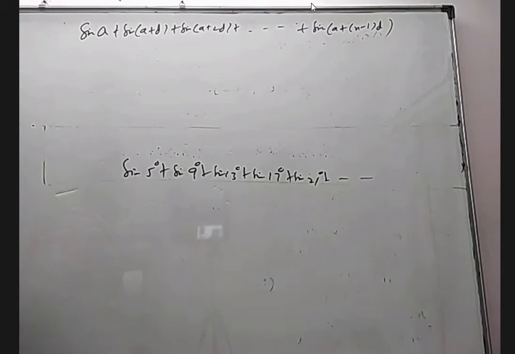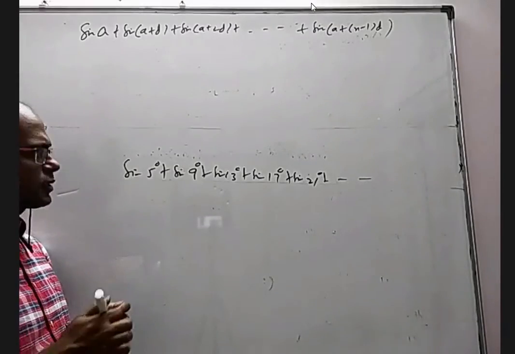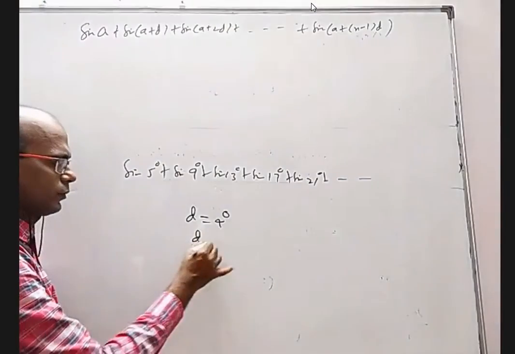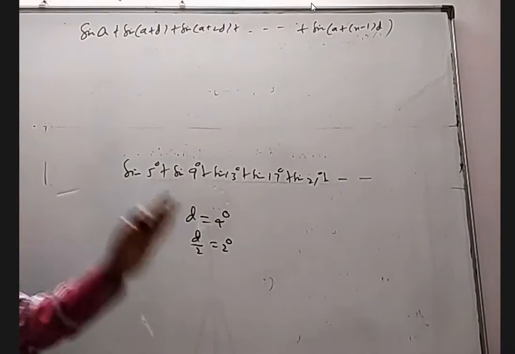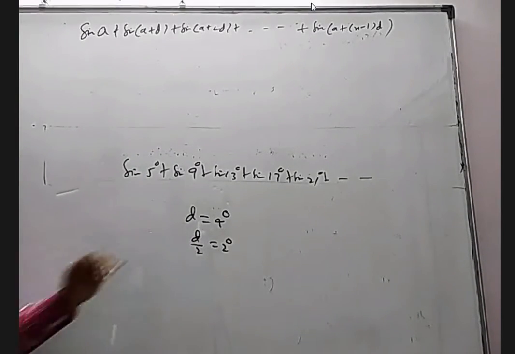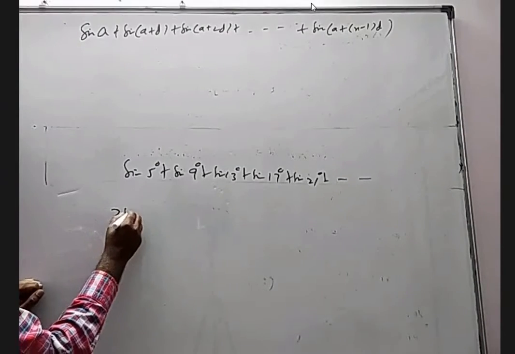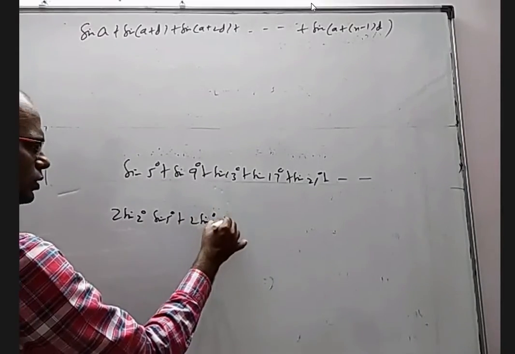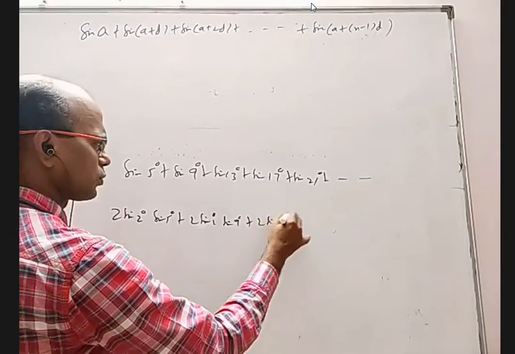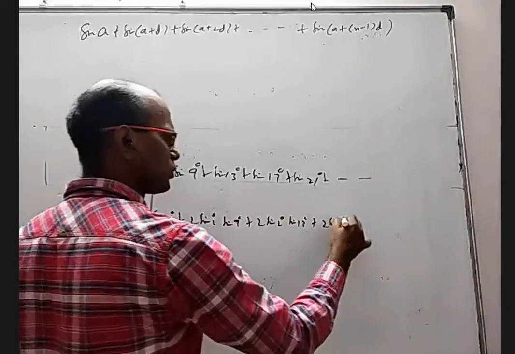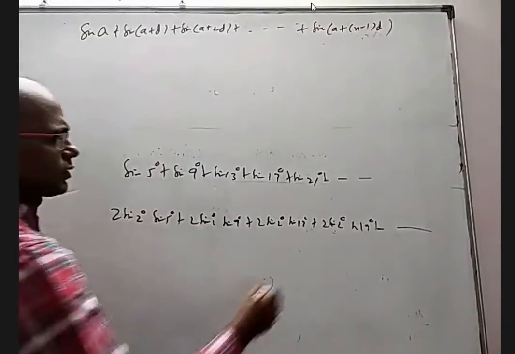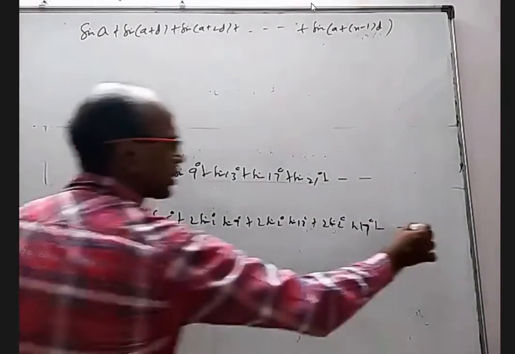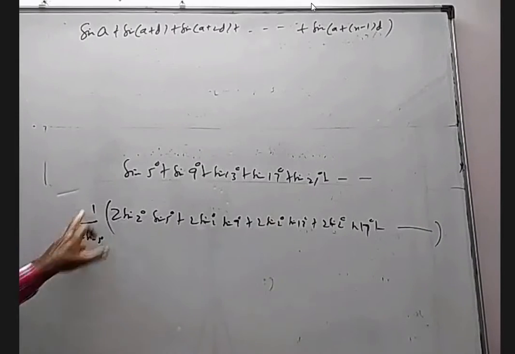Yes, sir. Then the most important step: the common difference is 4 degrees, right? You take half of that, 2 degrees. Find the common difference, take half of that, multiply with sine of that. So I'm going to multiply with 2 sine 2 degrees everywhere. Don't write, just listen first. 2 sine 2 degrees sine 5 degrees, 2 sine 2 degrees sine 9 degrees, 2 sine 2 degrees sine 13 degrees, 2 sine 2 degrees sine 17 degrees, and divide with 2 sine 2 degrees. So everywhere I multiply with 2 sine 2 degrees and divide it.